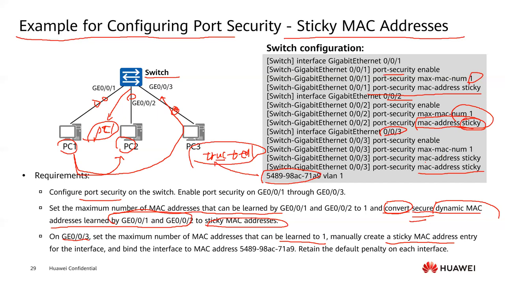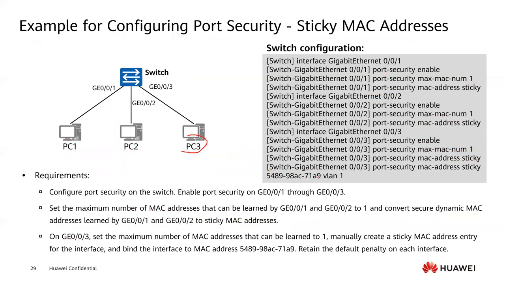But if PC1 wants to connect to this port, it is impossible. Why? Because we enable port security and sticky MAC address, and the sticky MAC address entries are configured by yourself manually, and the maximum number of MAC addresses has been set to one. So for this port, only PC3 can connect to it. If you do the same configuration for PC1 and PC2, then PC1, PC2, and PC3 can't move to other positions. You can only connect to the fixed port. You can't move to another port.